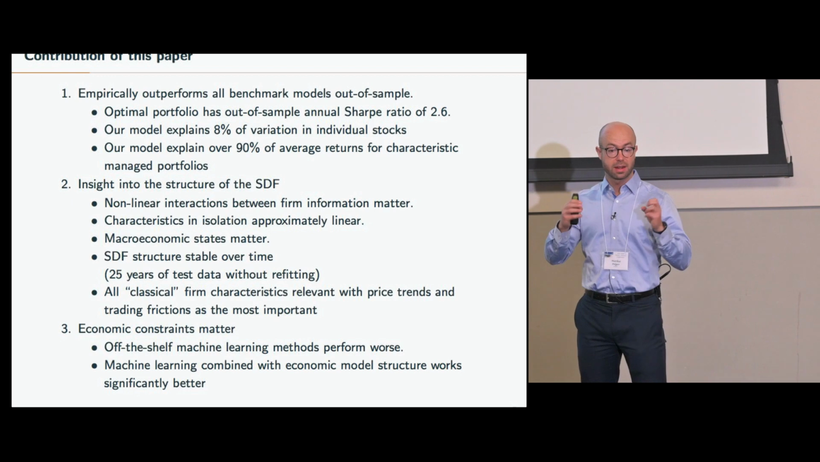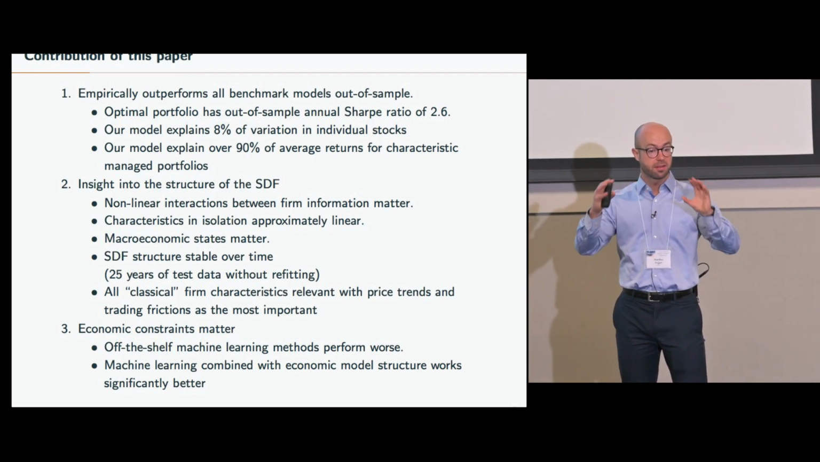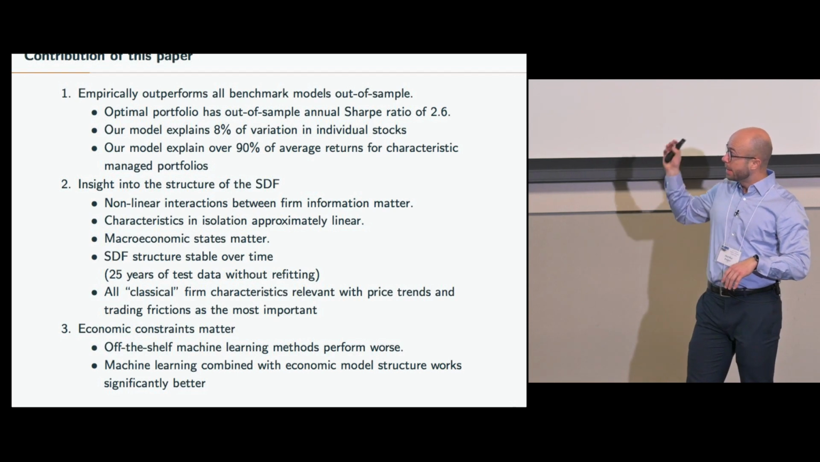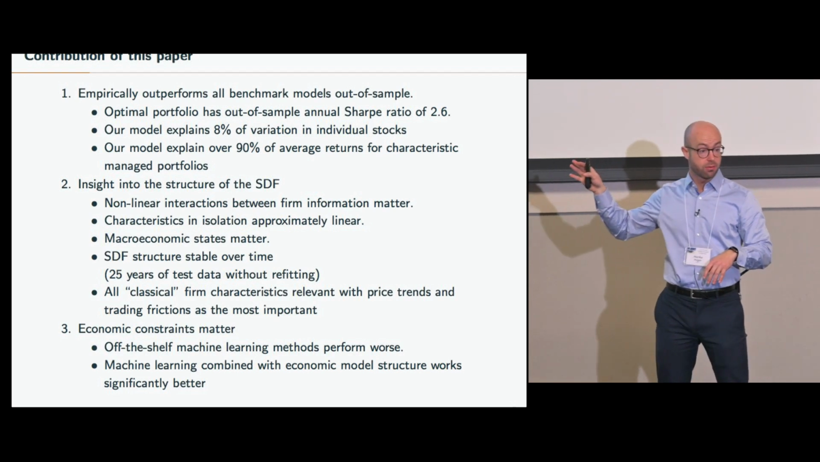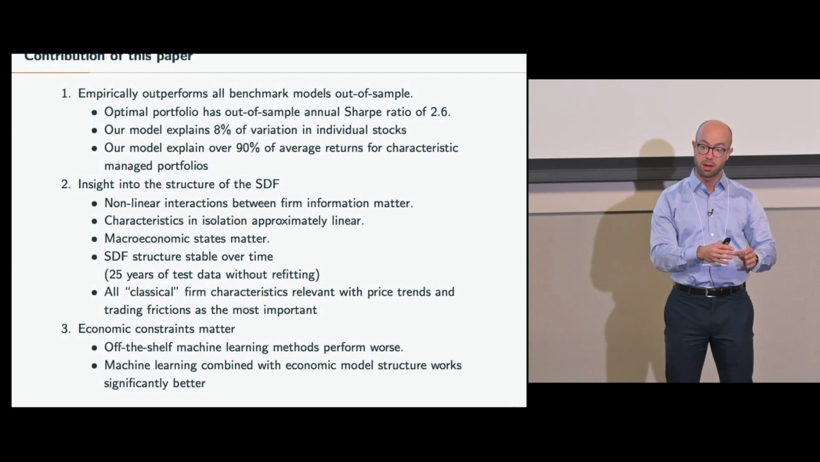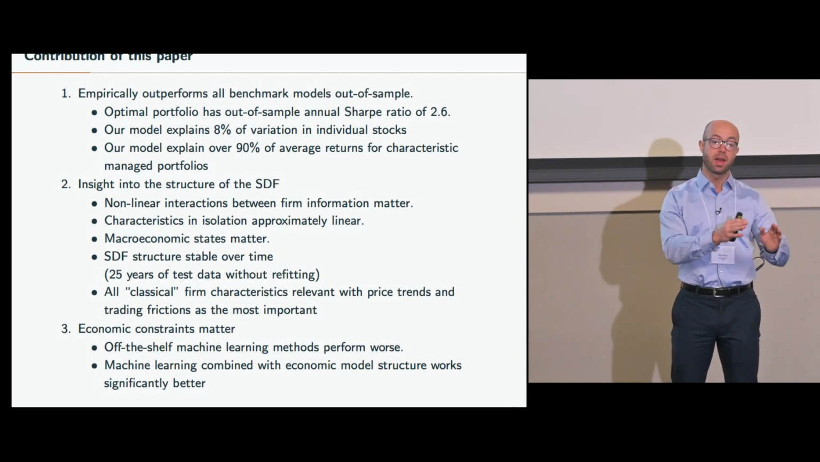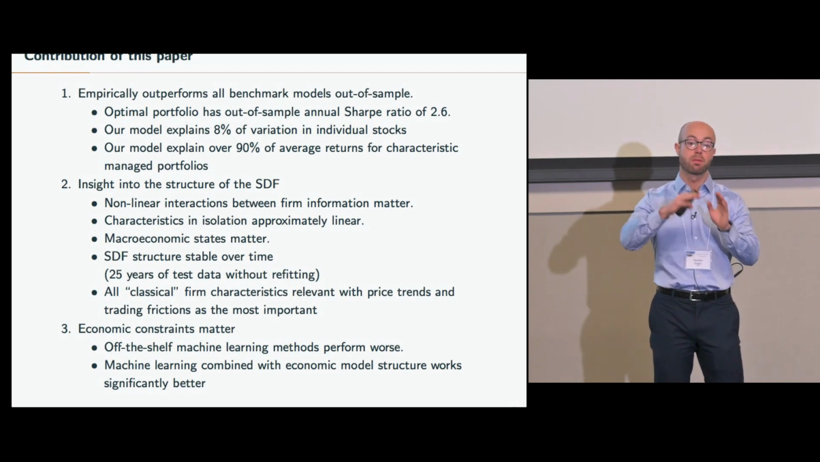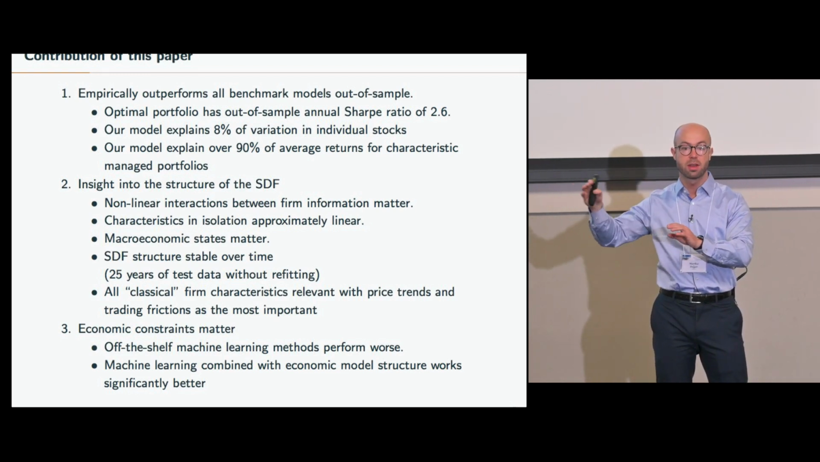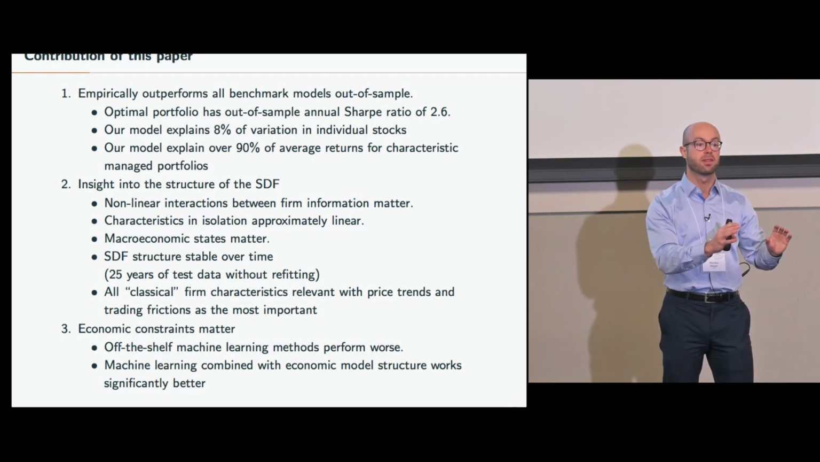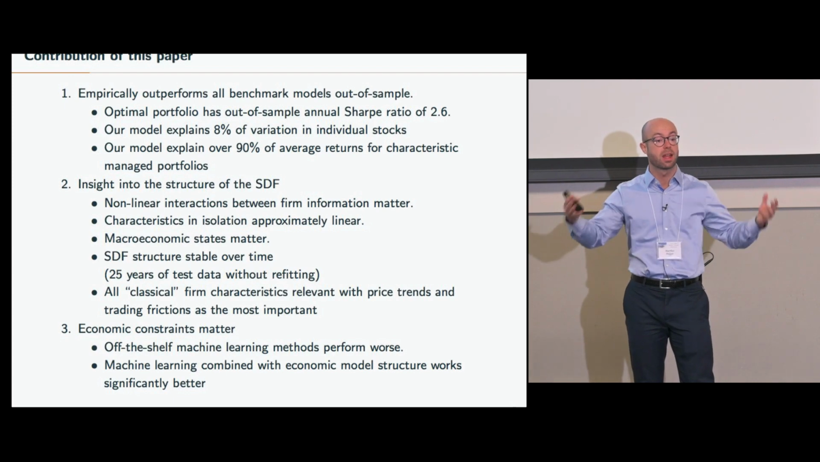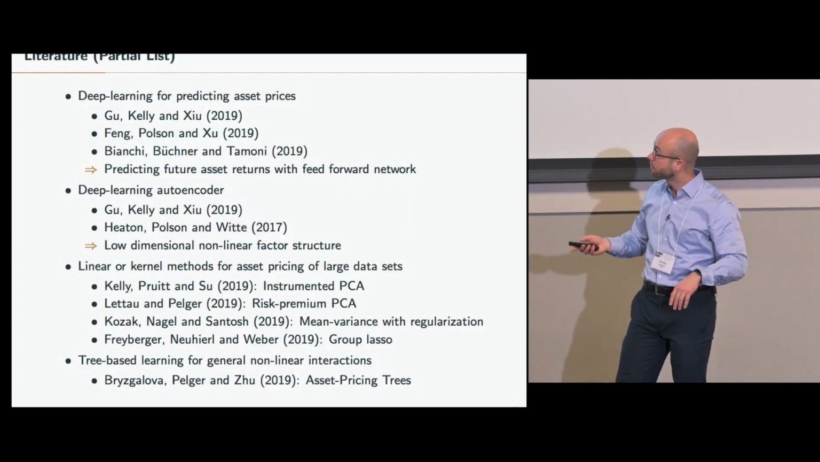And we show that all the classical anomalies in some way are necessary to model a good SDF. So if there's one message that you should take away from today, it is that economic constraints matter when you want to do machine learning. If I take a simple linear factor model with economic constraints, it can work better than an off-the-shelf algorithm, like a neural network, that does not include any economic insights. But if you combine both, the no arbitrage constraint and the flexible model, you can do the best.